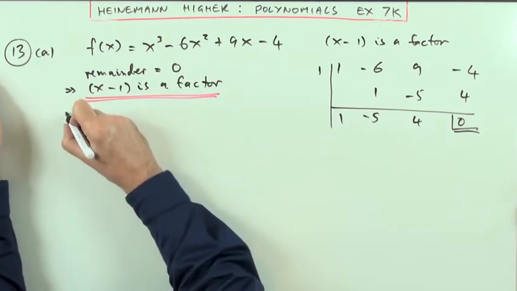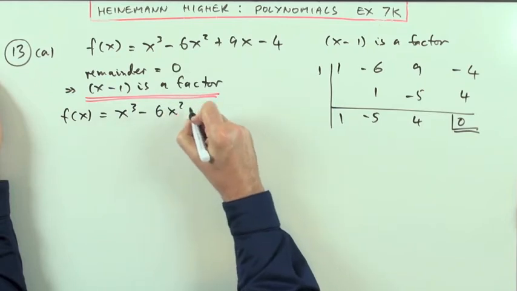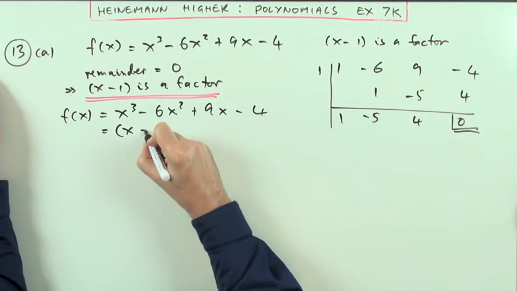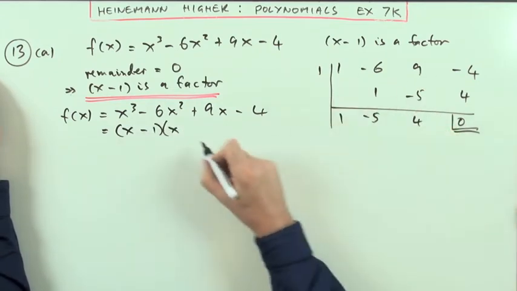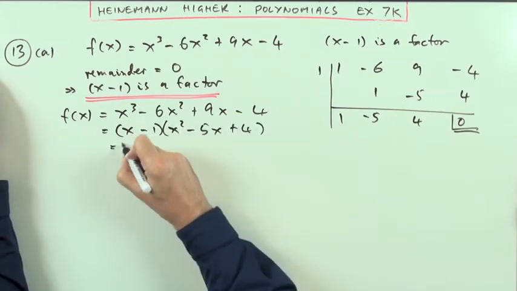So what have I got? I've got this. f of x was equal to x cubed minus 6x squared plus 9x minus 4. Maybe I didn't need to write all that out, but I should write this though. So it's x minus 1 times, and the remaining factor, that's the quotient on that division, the remaining factor is x squared minus 5x plus 4.